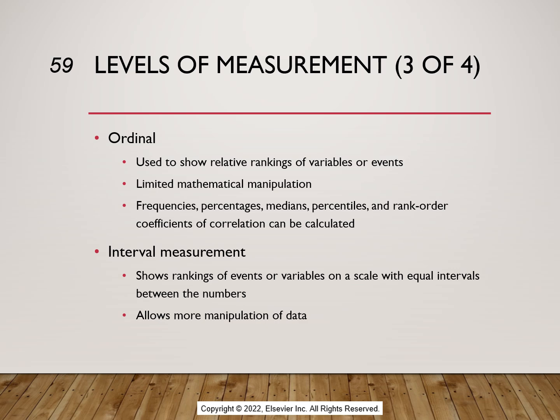The next one is interval measurement, and this shows on a scale with equal intervals between numbers, and this allows for more manipulation of the data. So, for example, there are equal intervals between the numbers 1 and 2 and 2 and 3, or the temperature, 32 degrees Fahrenheit to 33 is the same scale as 33 to 34.